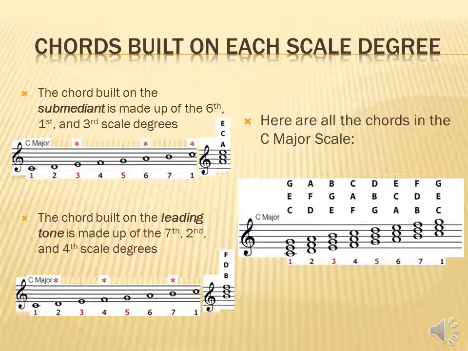Here are all the chords in the C major scale: the tonic, C major, the supertonic, D minor, the mediant, E minor, the subdominant, F major, the dominant, G major, the submediant, A minor, and the leading tone, B diminished.